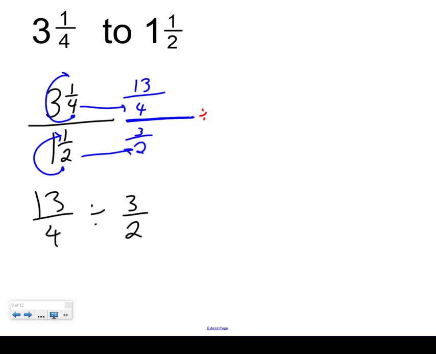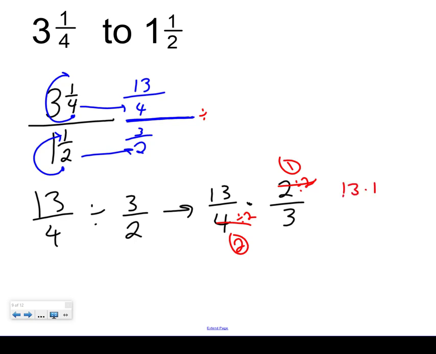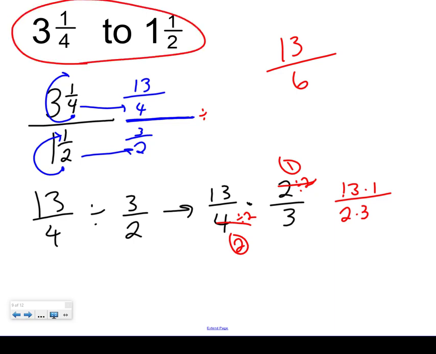So keep it, change it, flip it. You are not allowed to simplify anything until it becomes a multiplication problem. And so here is my flip it. Here I can see that they're both divisible by 2 on this diagonal. So 2 goes into 4 2 times, 2 goes into 2 1 time, and I end up with 13 times 1 over 2 times 3. And so I end up with 13 over 6. So this messy original ratio becomes a ratio comparison of 13 to 6, and this would be our final answer.